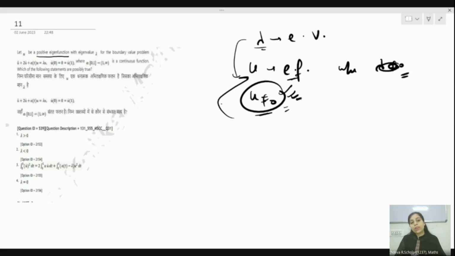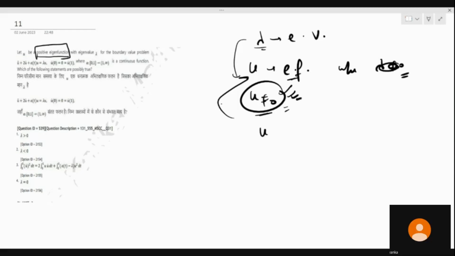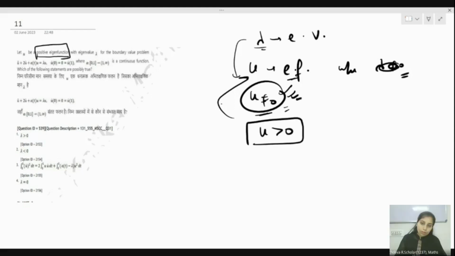Now, they have given one more condition. They have given a positive eigenfunction. In any question, whenever they say we have an eigenfunction, that means it is non-zero. It is a non-zero solution of the given equation. It cannot be a zero solution. Whenever they say it is an eigenfunction, then clearly it is a non-trivial solution. It is not a trivial solution. Clear?